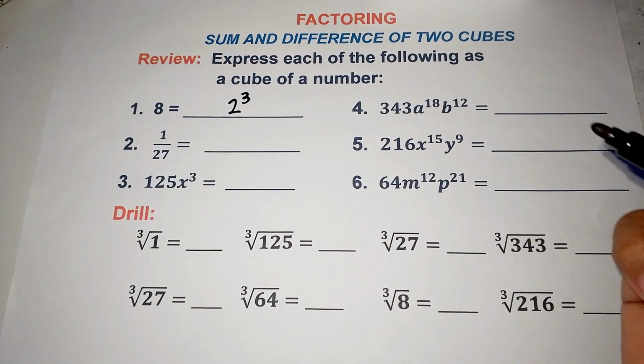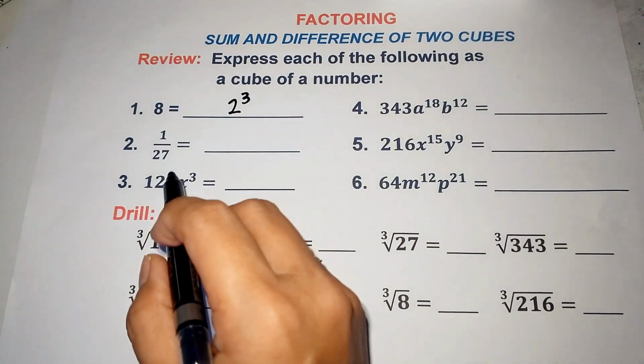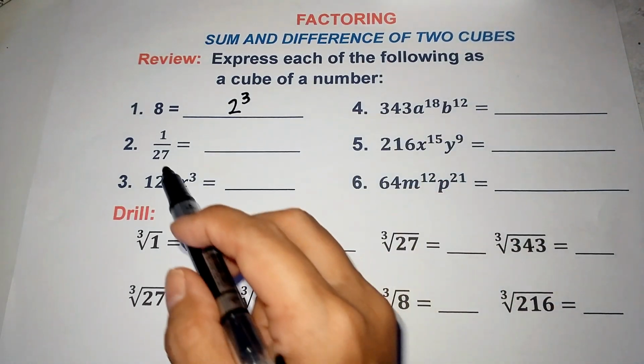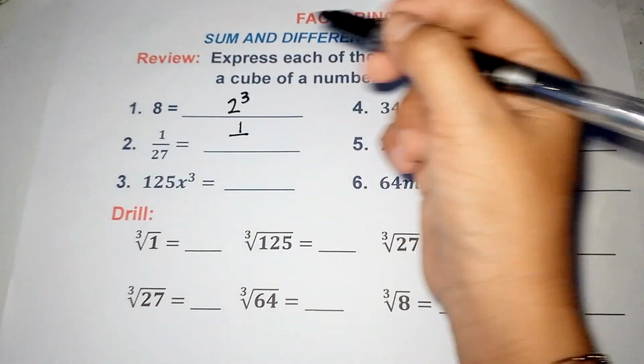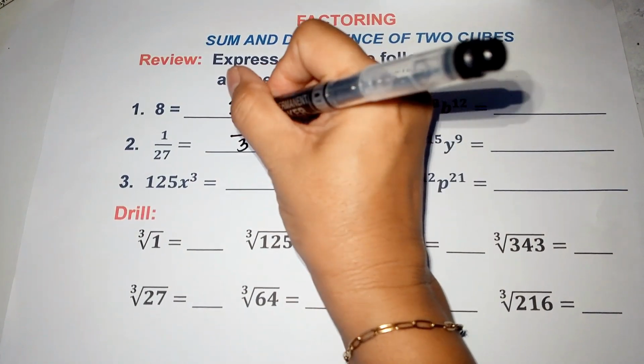How about 1 over 27? The cube root of 1 is 1 and the cube root of 27 is 3. Or 1 is the same as 1 cubed, then 27 is the same as 3 cubed. So this is the same as 1/3 cubed.